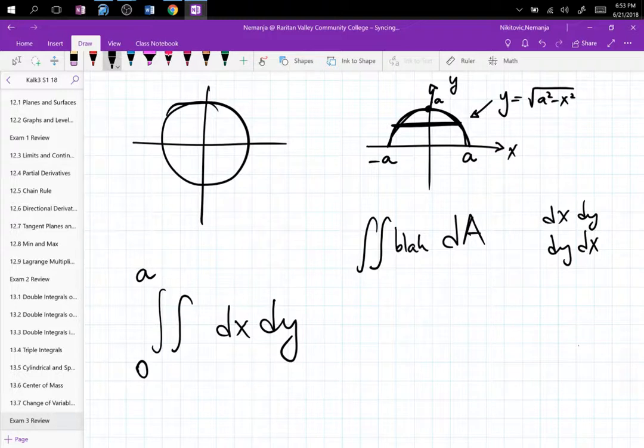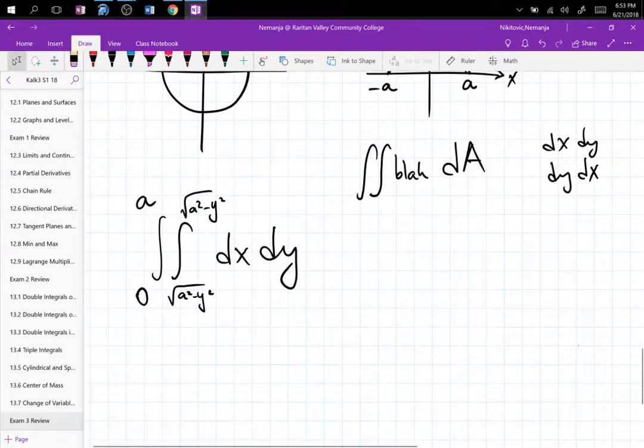it's the same function. You see this side touching the function, and this one is touching the same function. So over here, I'll have square root of a squared minus y squared, and over here I'll have square root of a squared minus y squared.